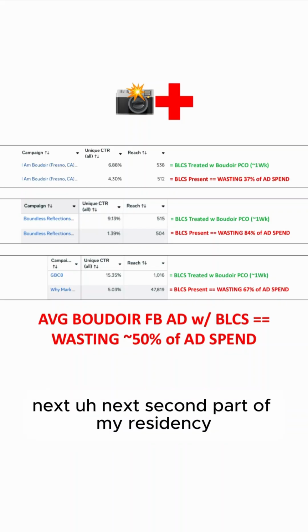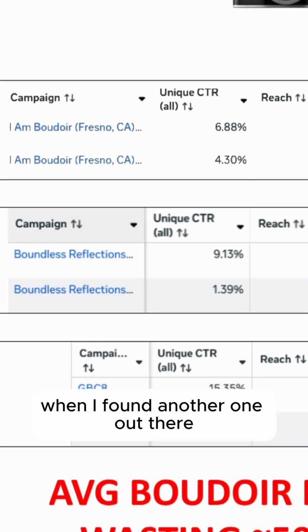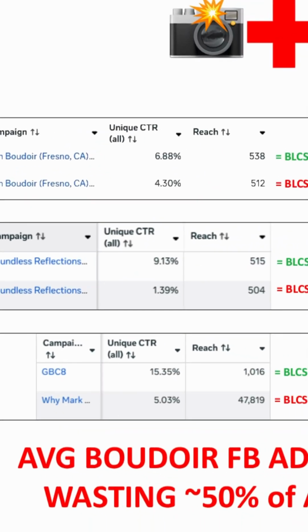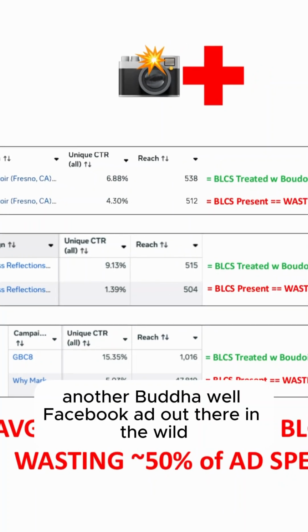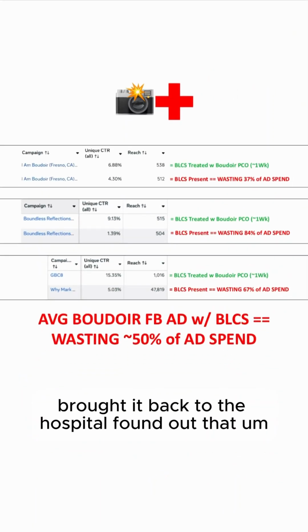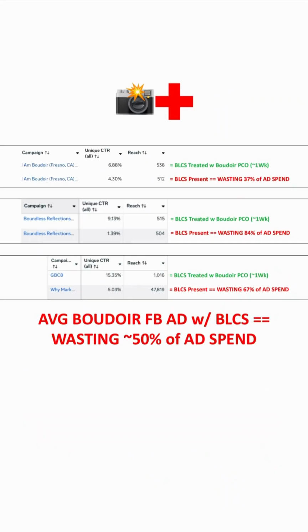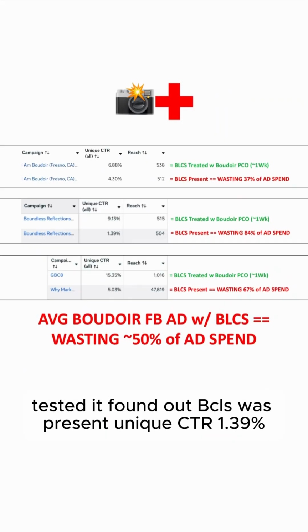Next, second part of my residency, I found another Boudoir Facebook ad out there in the wild, brought it back to the hospital, ran it, tested it, and found out BLCS was present, with a unique CTR of 1.39%.